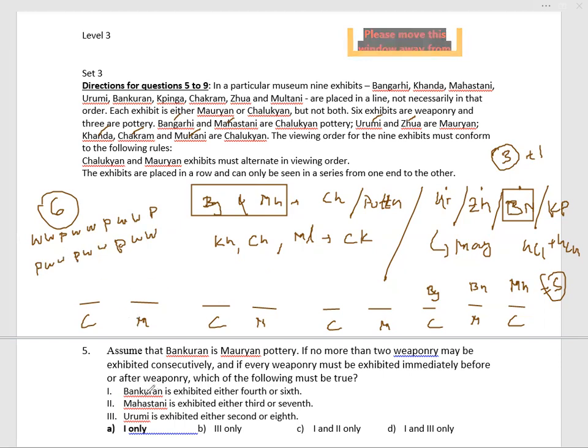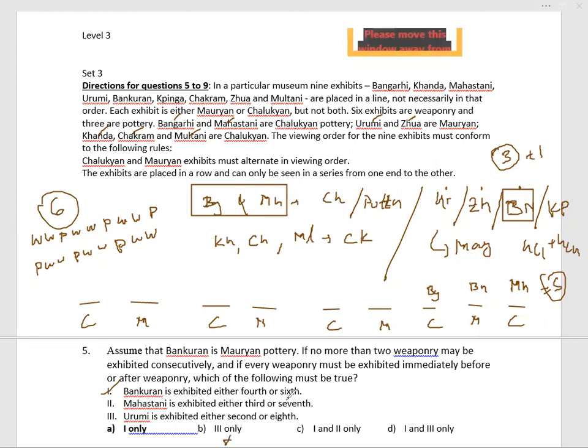So if that's so, Bankuran fourth or sixth. Bankuran is what? Mauryan pottery. Mauryan comes in the even places. Mauryan pottery can come in fourth place. Mauryan pottery can come in sixth place also. Mauryan pottery cannot come here. Mauryan pottery cannot come here. So this one is true. So 1 is true. That means 3 only not possible.